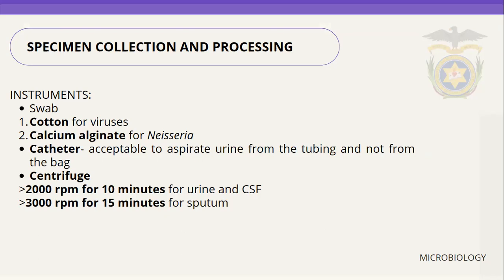And next, we have the centrifugation. Always remember that for urine and CSF, we use 2000 RPM for 10 minutes. And for sputum, we use 3000 RPM for 15 minutes.